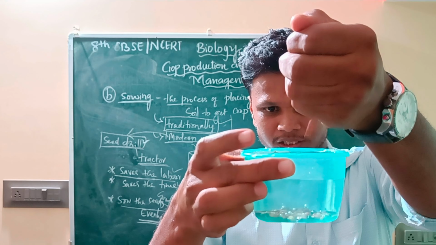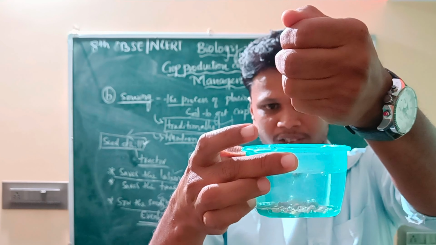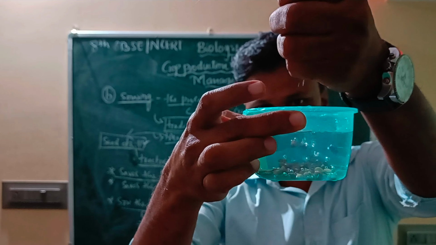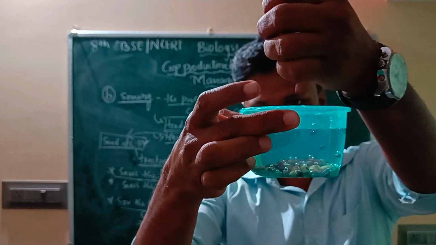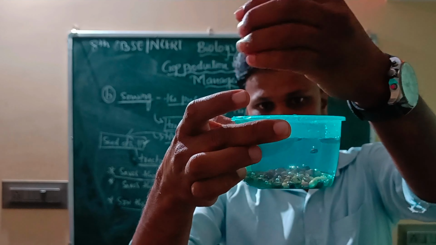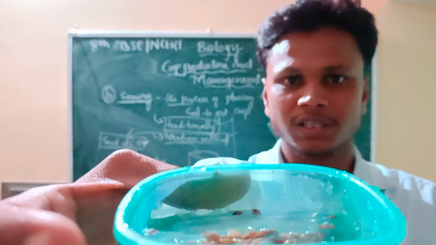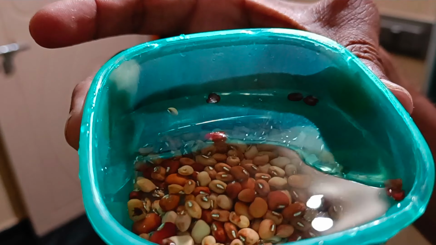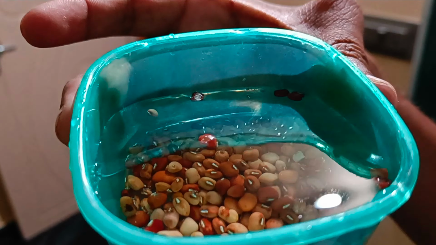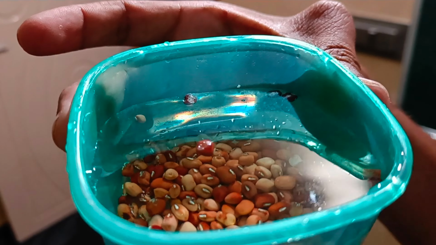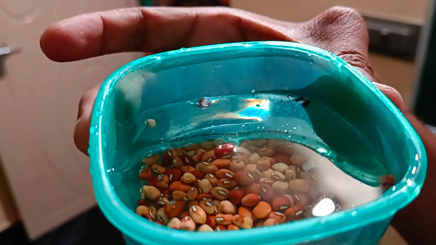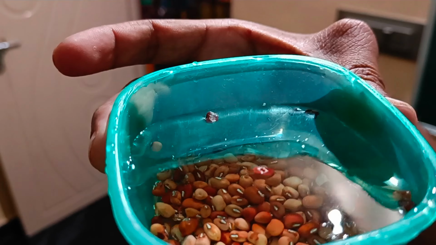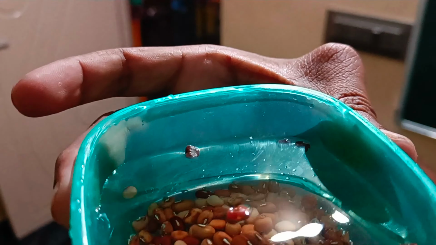The seeds which are good quality are settling at the bottom, and the seeds which are low quality or bad quality, or you can say damaged seeds, are floating. You can see it very clearly, they are floating at the top of the water. Hope it is clear for everyone. This is how the farmers separate good quality and bad quality seeds.